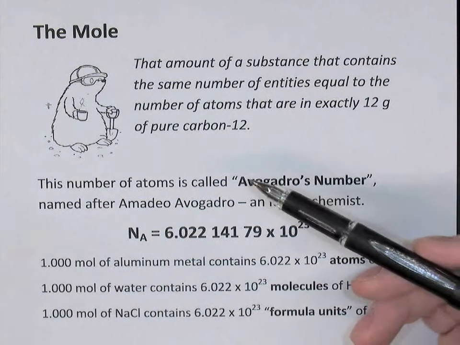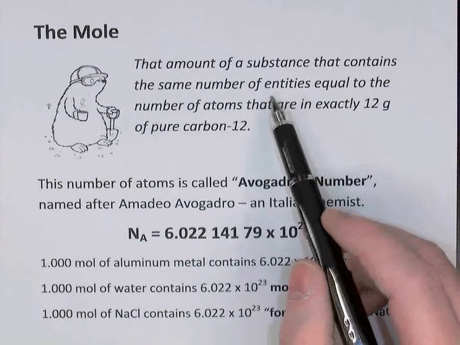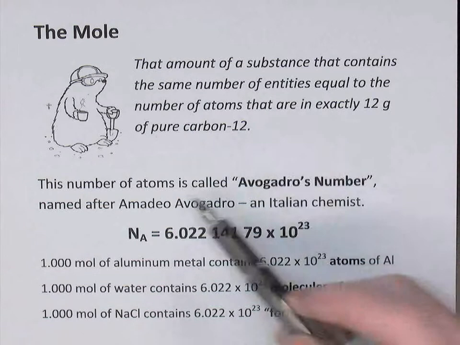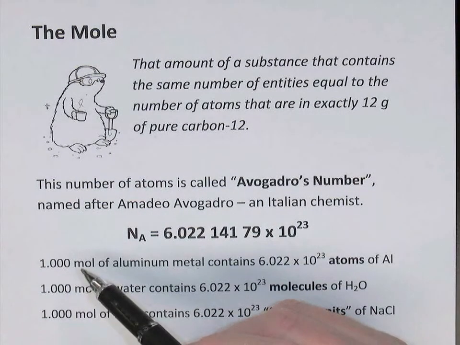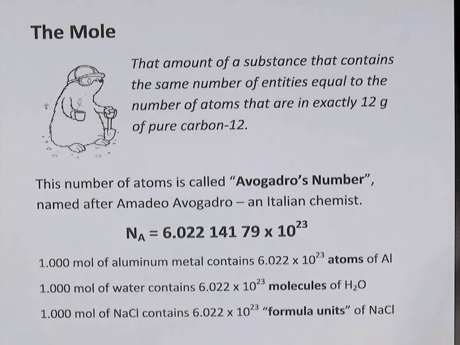Now, if you had some other substance with an equal number of entities, and we'll talk about why that word is used in a moment, then you'd have a mole of that substance as well. All right? Now, how many atoms are there in exactly 12 grams of pure carbon-12? In other words, how many atoms are in a mole? How many things are in a mole?